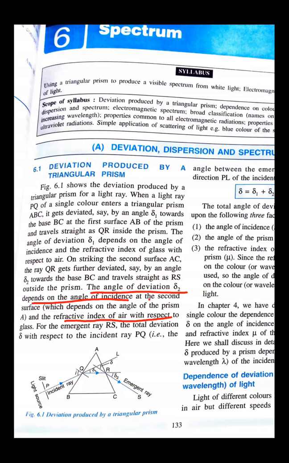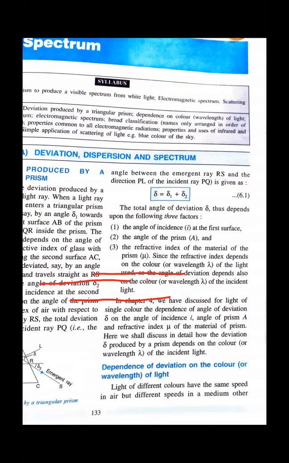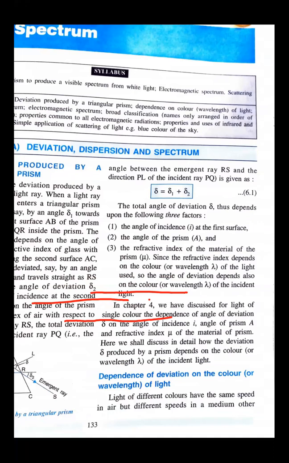For the emergent ray RS, the total deviation delta with respect to the incident ray PQ, that is the angle between the emergent ray RS and PL, the extension of the incident ray PQ, is delta equal to delta 1 plus delta 2. This entire thing we have done in the first chapter. It is the same thing, delta is equal to delta 1 plus delta 2. First we draw a triangle, then due to vertically opposite angles we equate the two angles.